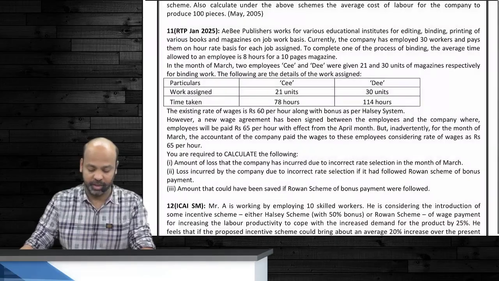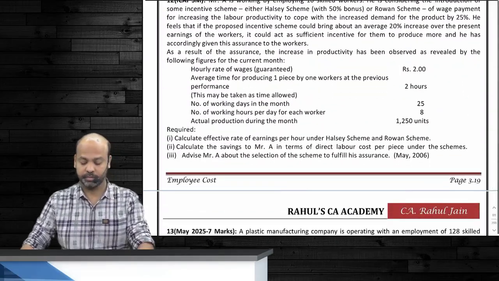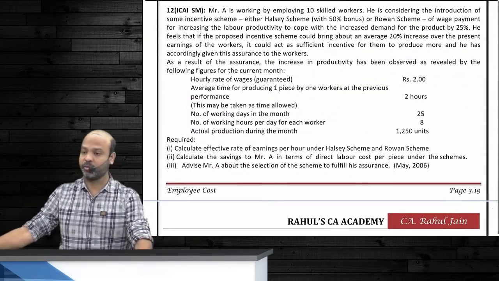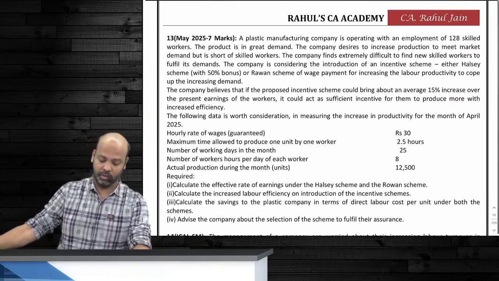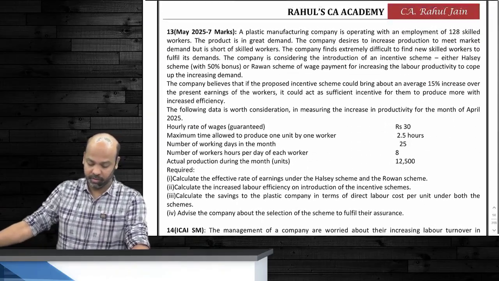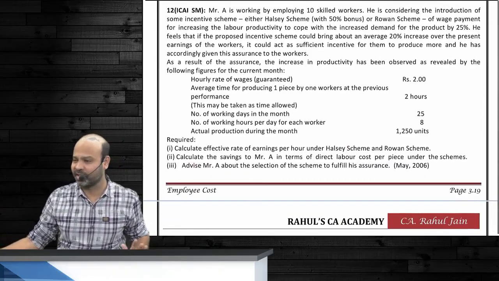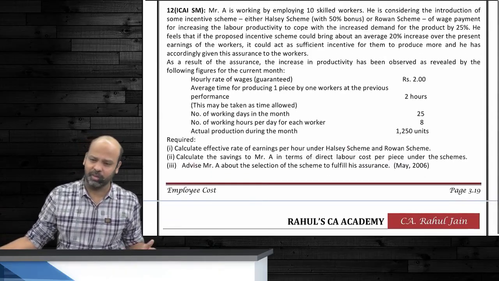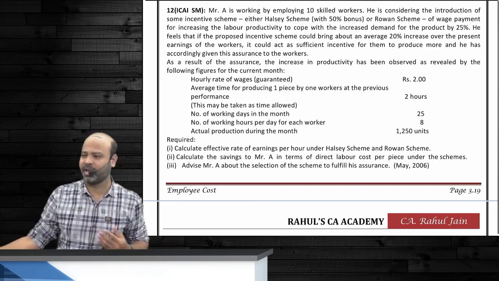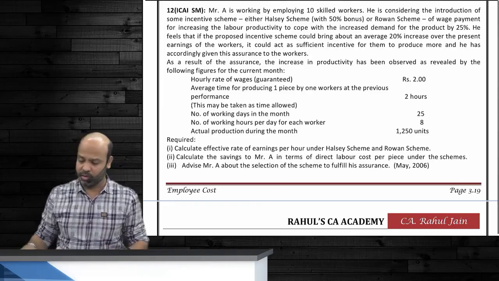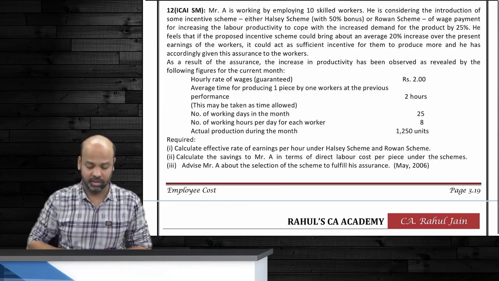Question number 12 beta. Exact same question guys, came in the last attempt, May 2025, 7 marks. So pay attention. The same questions come in the exam, beta, in a twisted way. They cannot keep asking new questions every attempt. They will add one new sentence in the question maybe. Okay, but overall questions would still be the same.